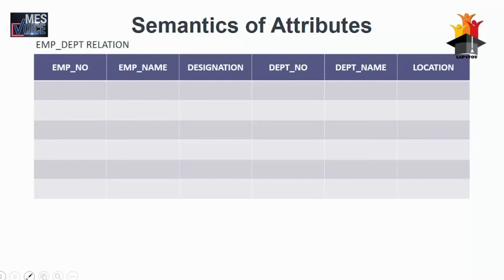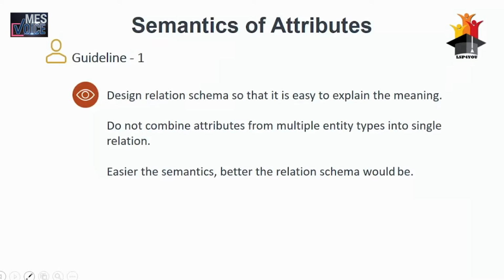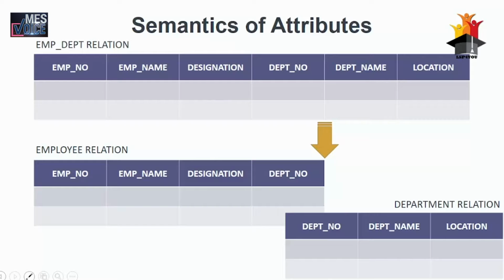Let us see guideline 1. Informally, each tuple in a relation should represent one entity or relationship instance. Do not combine attributes from multiple entity types into a single relation. That is, we should not mix the attributes of two different entities in a single relation. So split this relation into two relations, employee and department, separately, and we can use a foreign key to refer to one relation from another. Now the employee relation contains details about the entity employee, and the department relation contains the details about only one entity, that is the department entity.